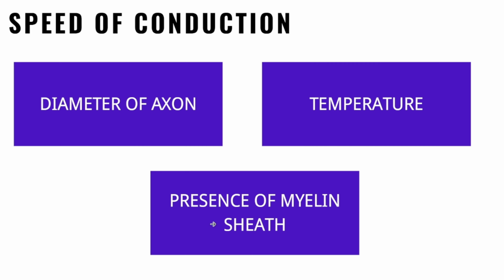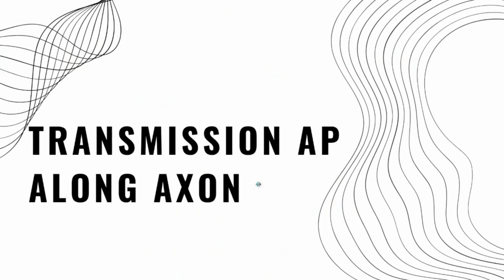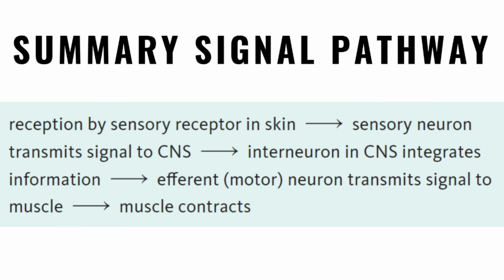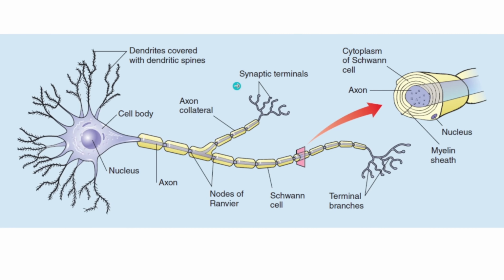And another one is the presence of the myelin sheath. Okay, what is this myelin sheath? You still remember the structure of the neuron you already learned in semester 1. You see this diagram, they have the yellow color part. Yellow color.